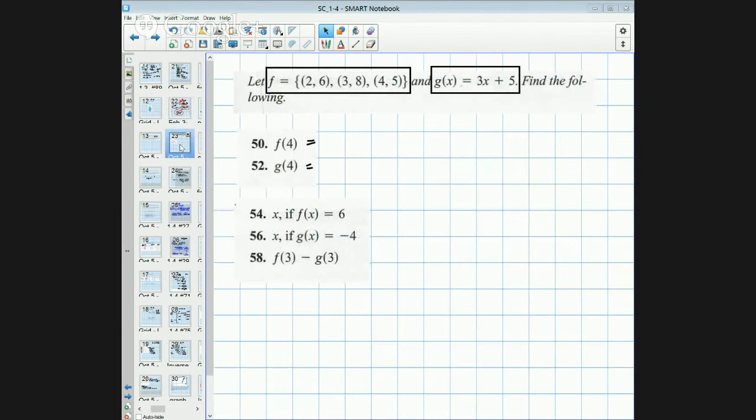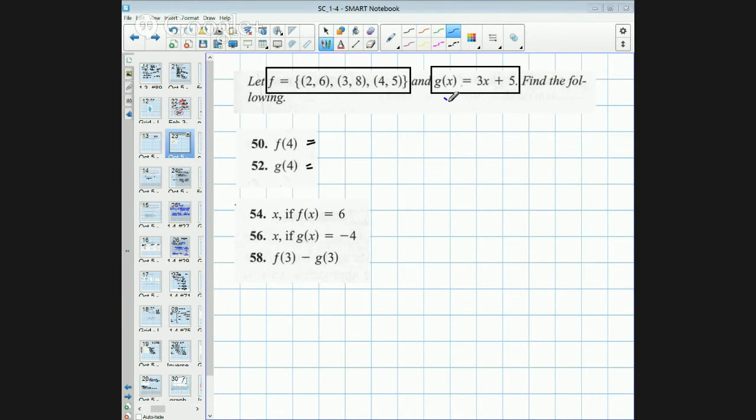So let's practice a little bit of function notation. Change to blue. You notice I have two functions at the top of the page. I have a function f, which is defined by points. What that means is, if I give you a 2, then the answer is 6. If I give you a 3, then the answer is 8. And if I give you a 4, the answer is 5. If I give you anything else, you don't know. You just have to throw up your arms. So it's kind of weird, but sometimes a function is defined just by individual points.